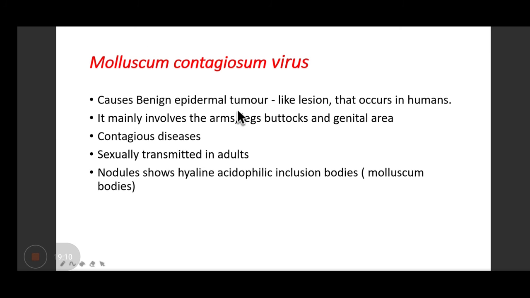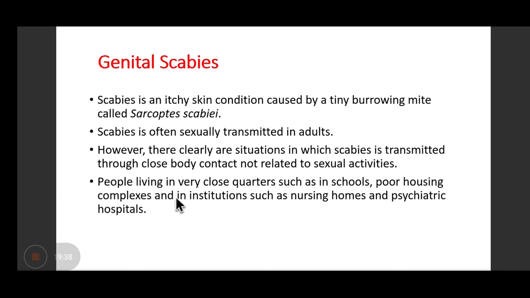It causes benign epidermal tumor-like lesions, which are generally seen on the arm, buttocks, and genital area, and it is a highly contagious disease. It is sexually transmitted in adults, and we basically look for the molluscum bodies. These nodules, these lesions, have hyaline acidophilic inclusion bodies. These are the molluscum bodies. Now coming to genital scabies.